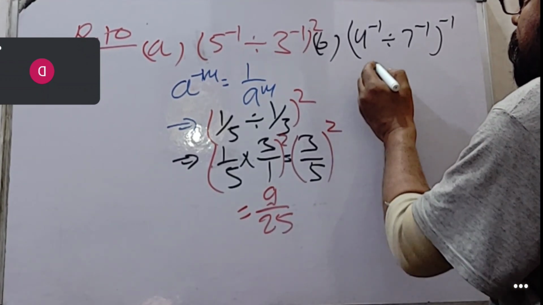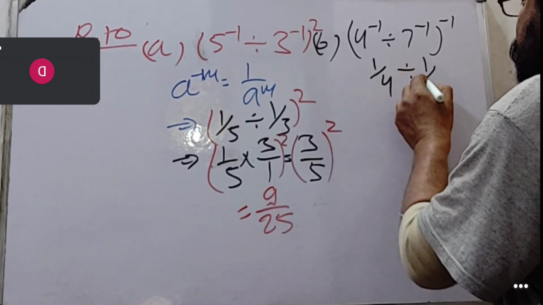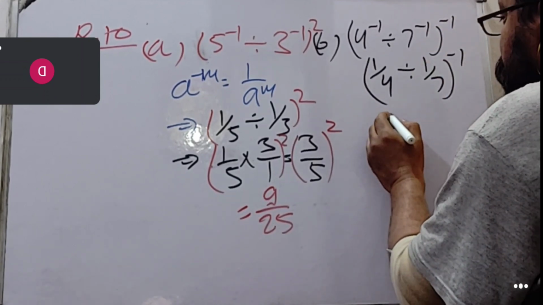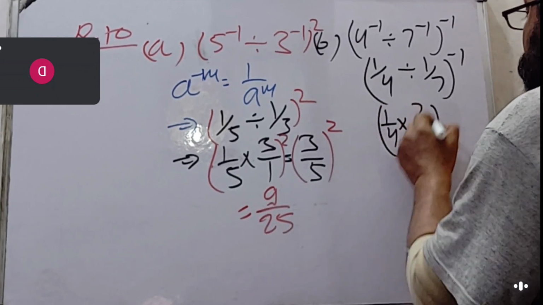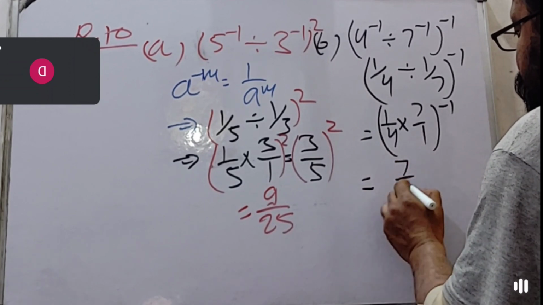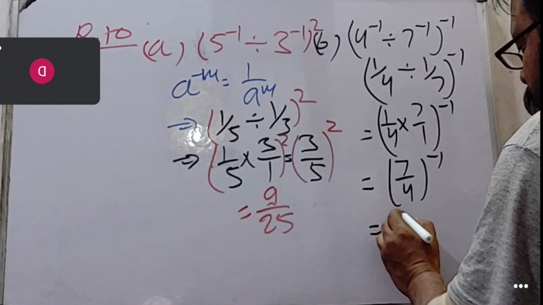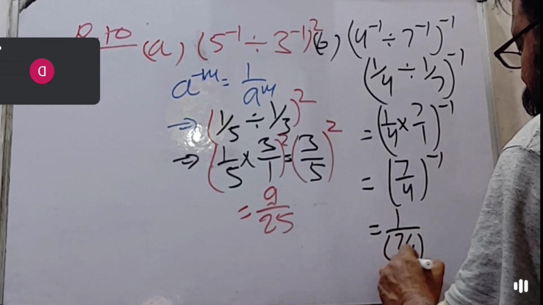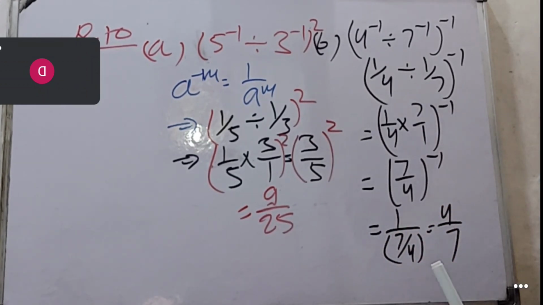Similarly here, 1 upon 4 divided by 1 upon 7, whole power minus 1. So 1 upon 4 into 7 upon 1, whole power minus 1. So we get 7 upon 4 whole power minus 1. So it becomes 1 upon 7 whole power 4. It becomes 4 upon 7. Is it done?